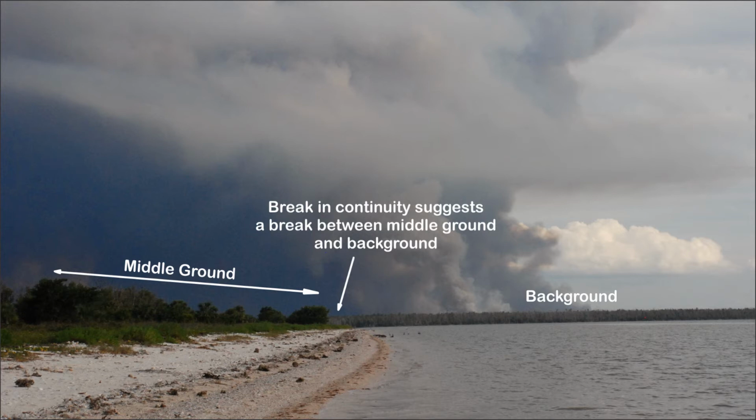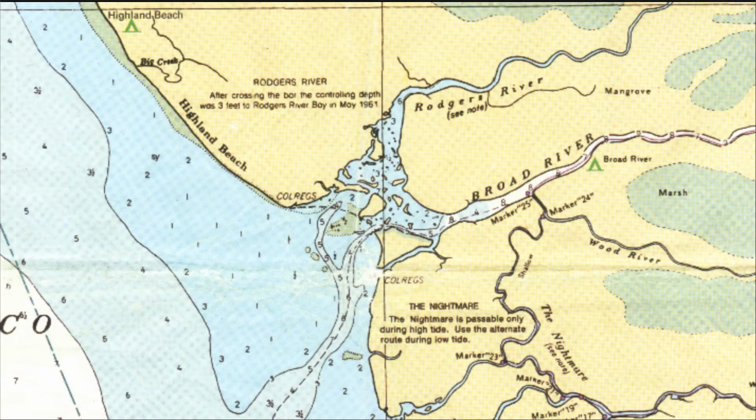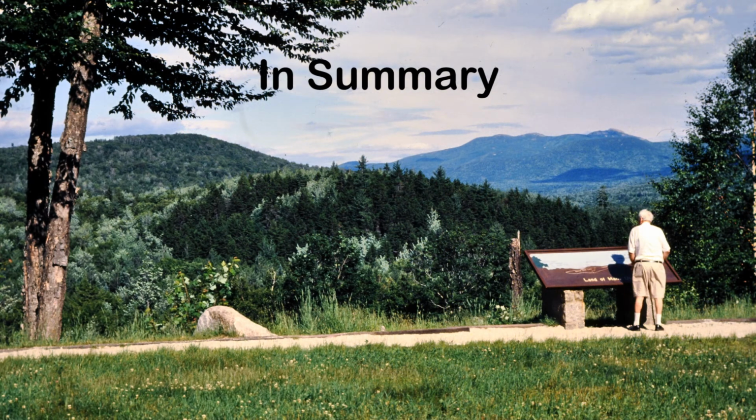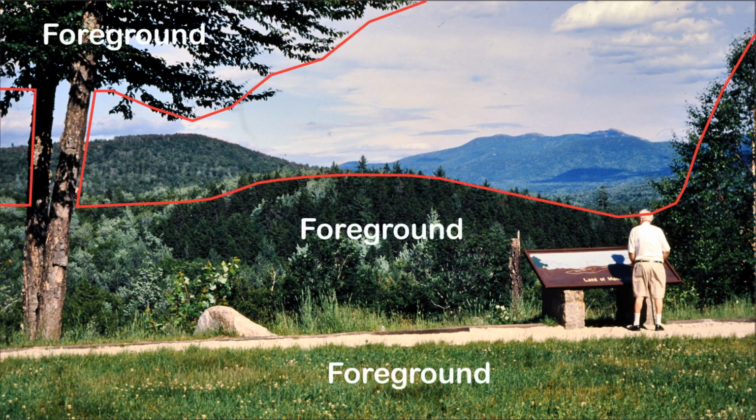Close inspection reveals a gap in the continuity between the middle ground and background. This gap suggests that a portion of the viewscape is missing. Examination of the chart suggests that there is an inlet around the corner, and indeed, an inlet is there. The group isn't lost. In summary, the characteristics of the viewscape change with distance.